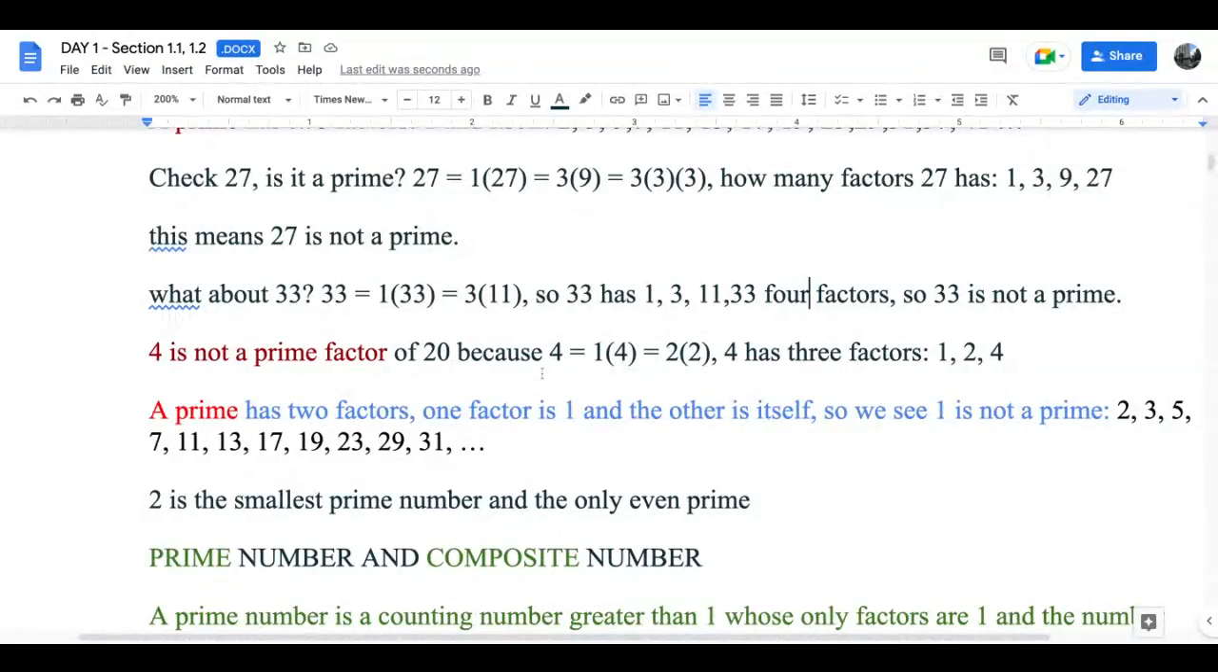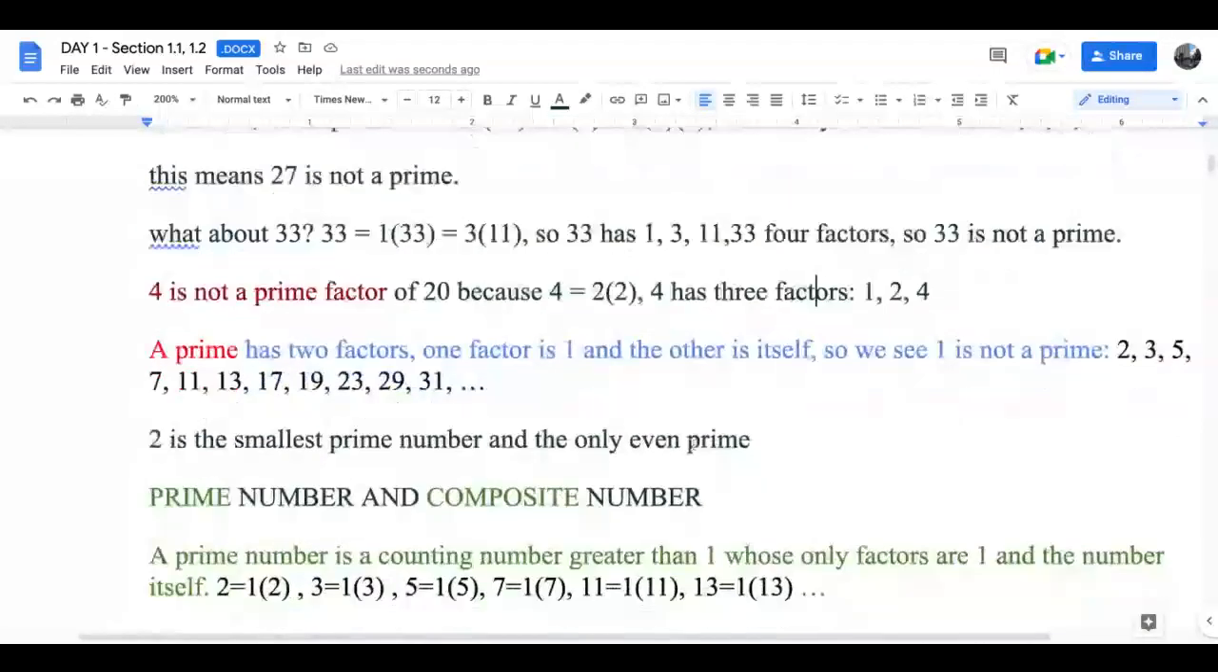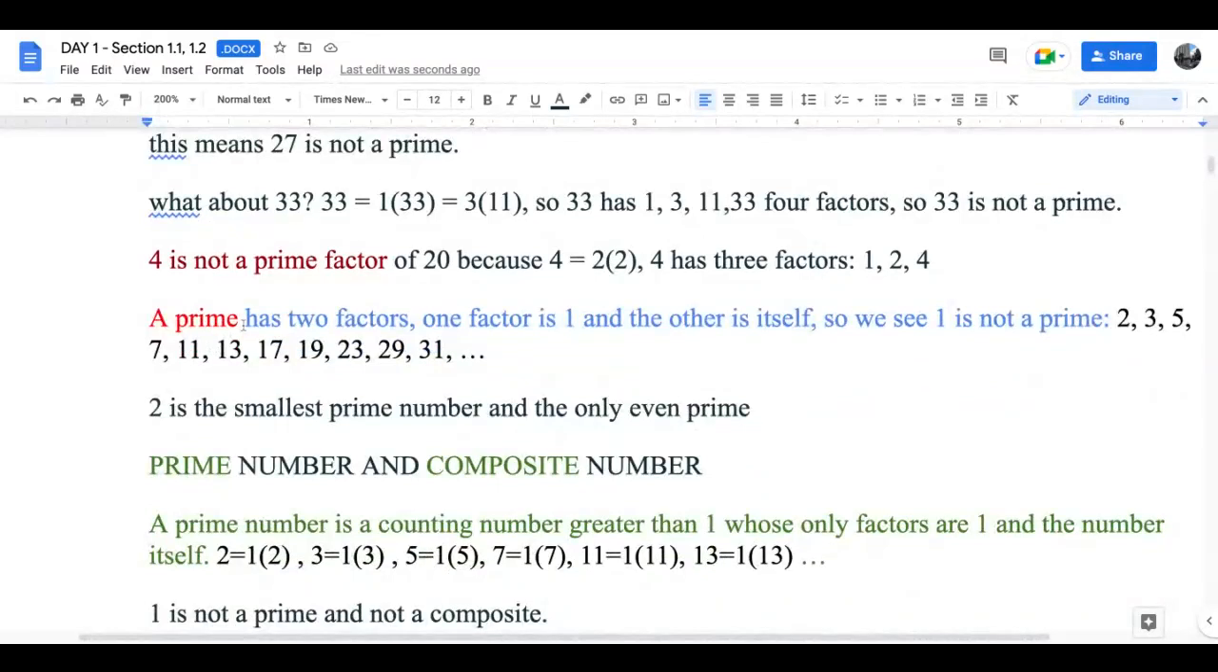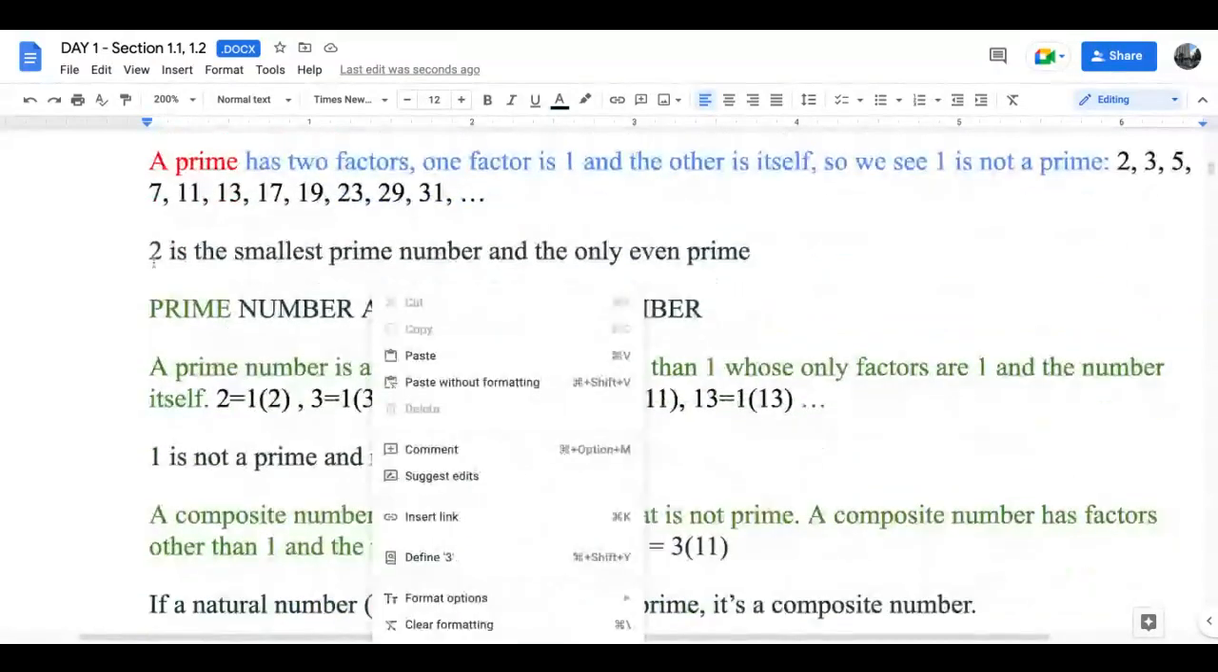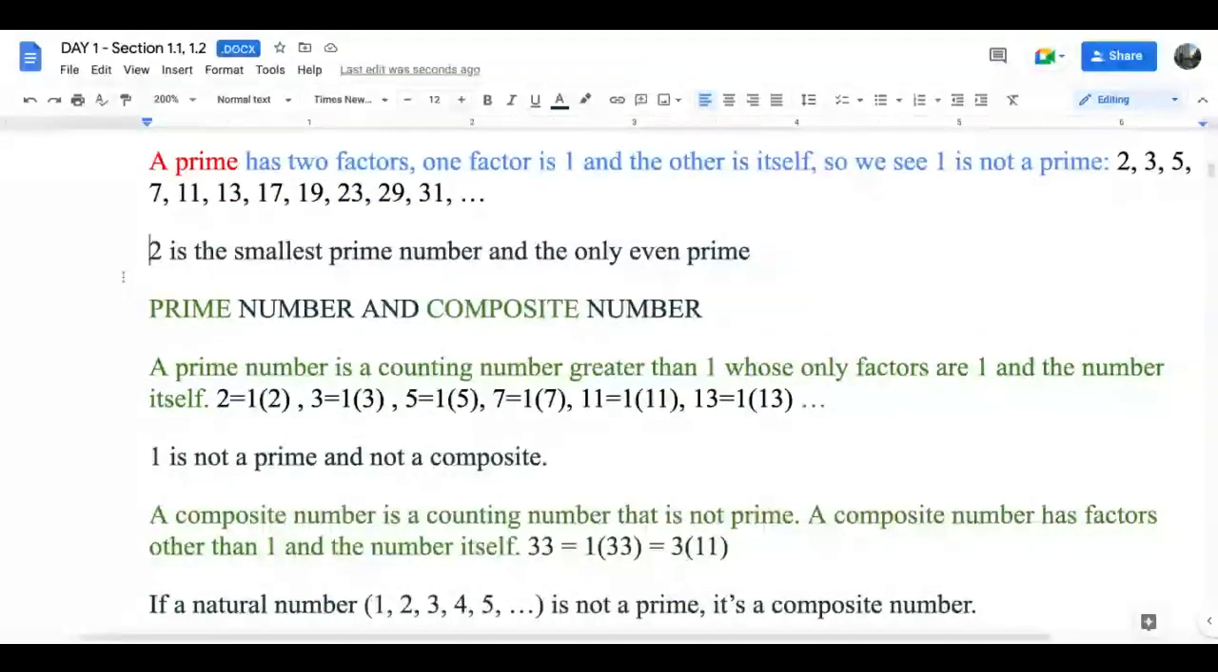4 is not a prime because 4 is 1 times 4 or 2 times 2. 4 has 3 factors, 1, 2, 4. So just remember, a prime number has only 2 factors, 1 and itself. Right. 2 is the smallest prime number and also the only even prime.